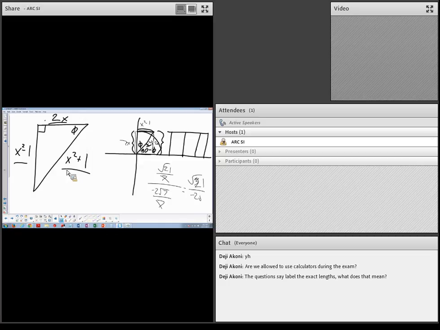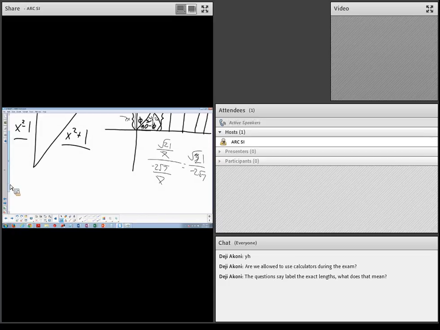Yeah. Okay, so you simplified wrong. This is the same as, because here you didn't simplify, or I guess maybe you did, but root 3 times root 7 over negative 2 times root 7. You canceled wrong, because that 7 shouldn't be there. Mm-hmm. Okay.